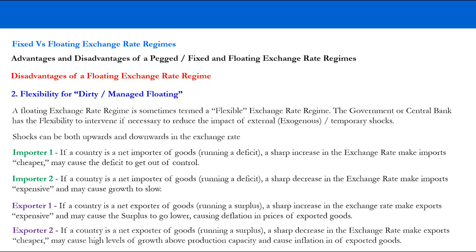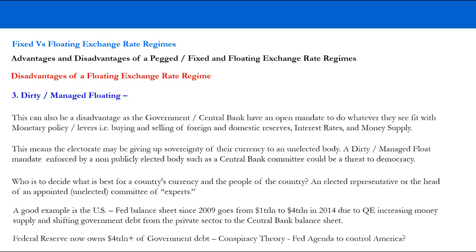Flexibility, I think we briefly skimmed over it. Flexibility to be a dirty or managed floating regime. That flexibility can also be a disadvantage, because the government or central bank, so central authorities, in a flexible situation also have an open mandate to do whatever they see fit with monetary policy levers. So they can buy and sell foreign and domestic currency reserves, use interest rates and money supply in order to manipulate the value of the exchange rate.